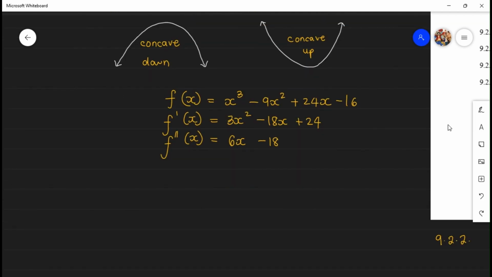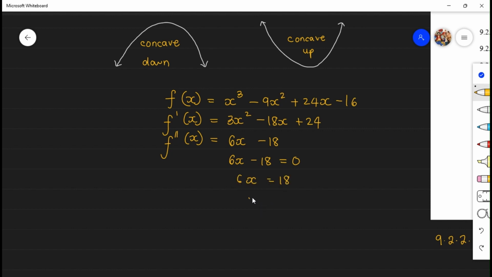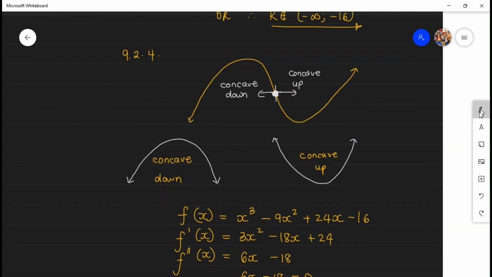Now you equate it to 0. So you have 6x minus 18 equals 0. Now we solve for x. So that will give us 6x equals 18. Therefore, x is equal to 3. So our point of inflection is x equals 3. That is our point of inflection.